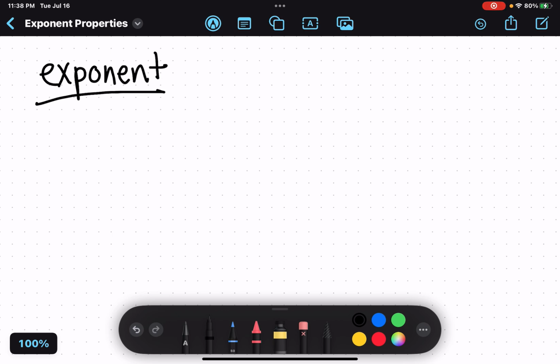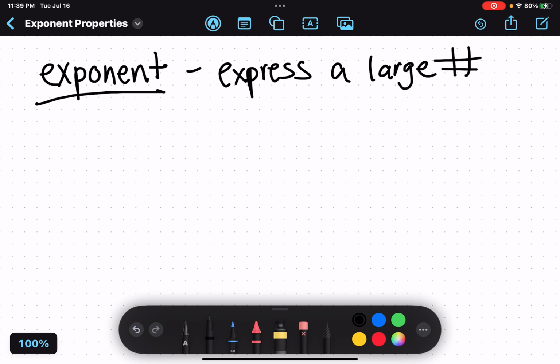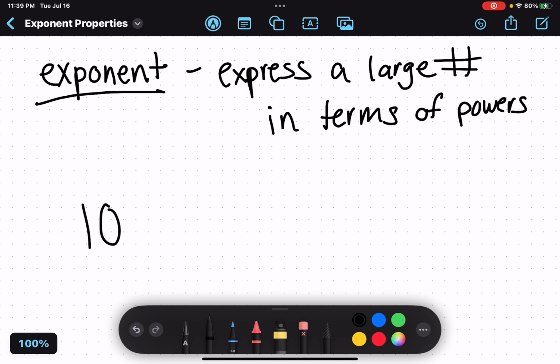An exponent is basically a way to express a large number in terms of powers. So in an exponent, let's put 3 to the power of 5. So 3 in this case is our base. This is the number that we're going to keep multiplying.